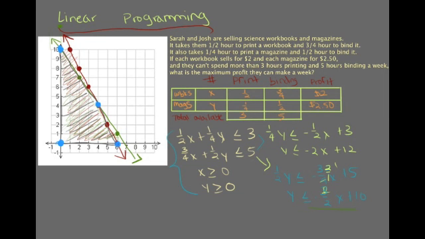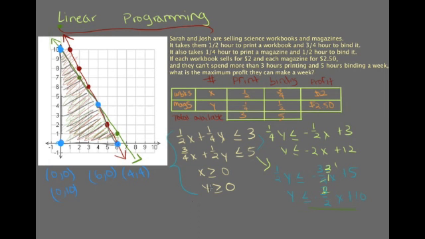So first we need to figure out what the points are. So the points are 0, 0, and this one is 6, 0, and this one is 4, 4, and this one is 0, 10. Now what we do is we make another equation.